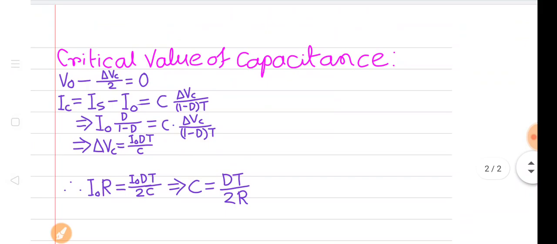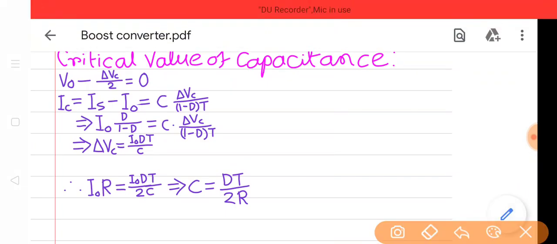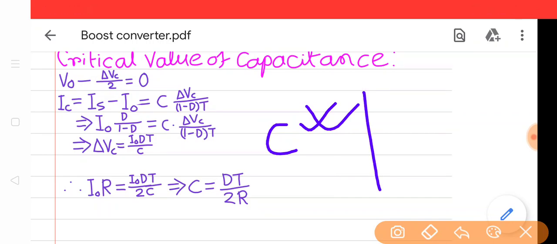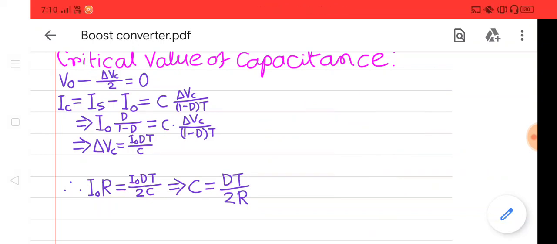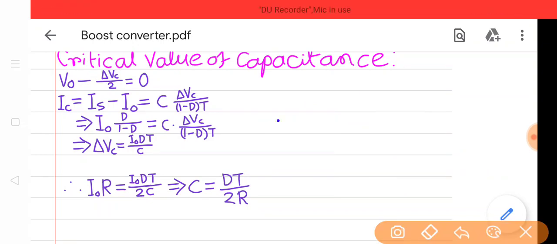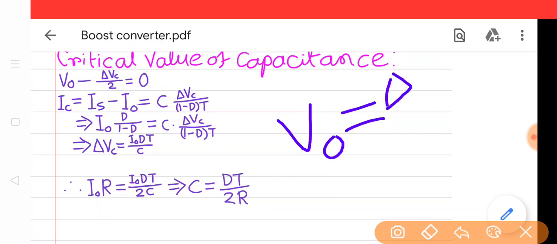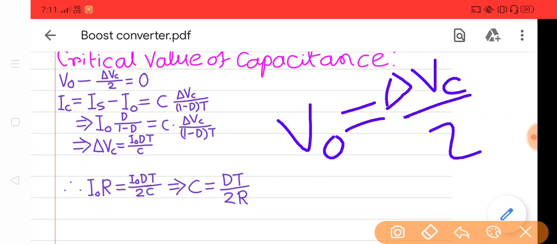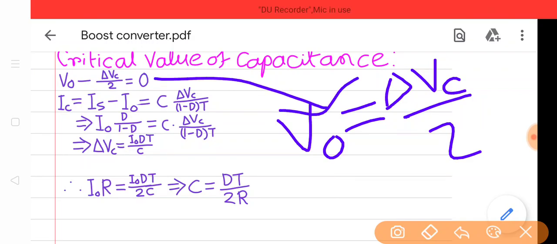Now for the critical value of capacitance, the value of capacitance C should be such that the capacitor voltage will be just continuous. It will charge, it will discharge again, like this. So for that purpose, the average output voltage, the average voltage across the capacitor, should equal del Vc divided by 2 from here to here.